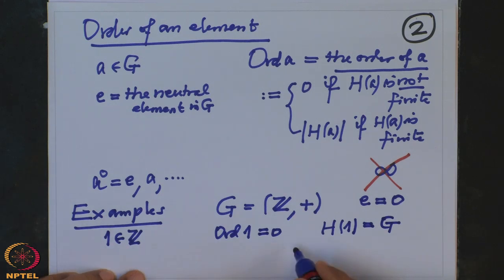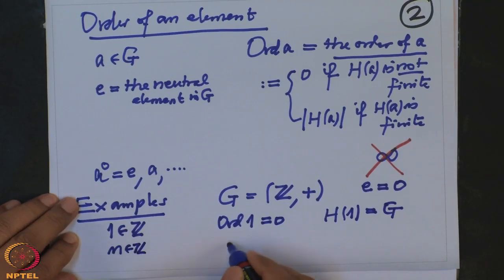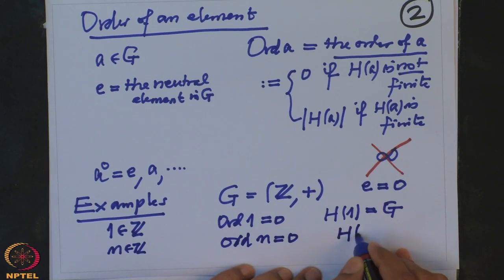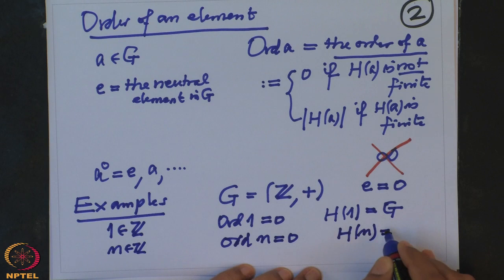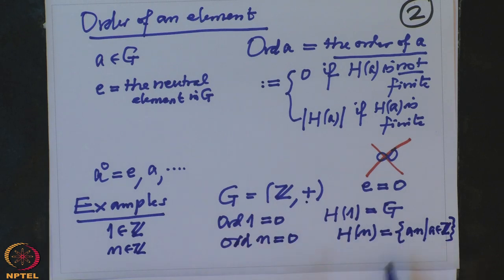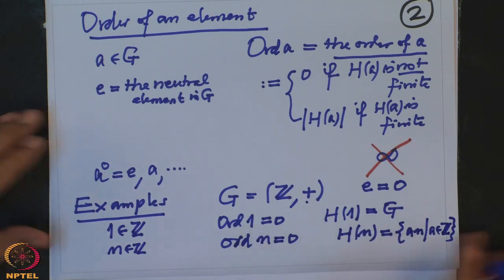Similarly, if I take any integer n, what is the order of n? That will also be 0, because if I take the subgroup generated by n, those are precisely the multiples of n. So these are precisely an as a varies in the integers, multiples because our group structure is addition. Therefore, in both cases, the subgroup is infinite, therefore the order is 0.